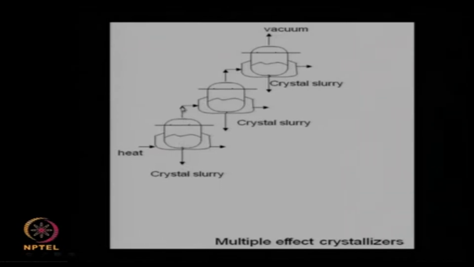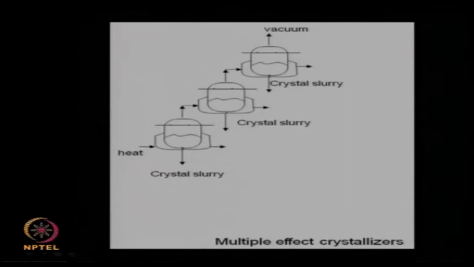Now this vapor, which is very hot, goes to the second stage as the heating fluid, which heats the solution that is present and supersaturated, leading to crystals. Now this vapor, which is formed in the second stage, goes to the third stage to heat up the solution present. So the vapor in the first stage goes to the heater in the second stage, and the vapor in the second stage that is formed goes to the heater in the third stage. That way you are using steam only in one stage. That way you are economizing on the steam necessary to produce these crystals.